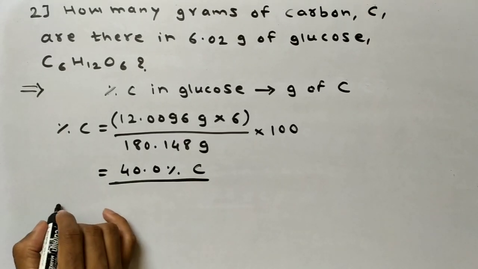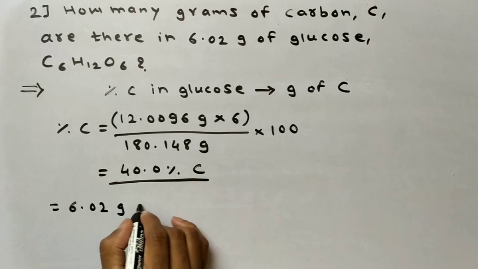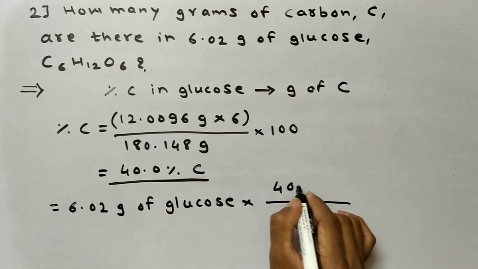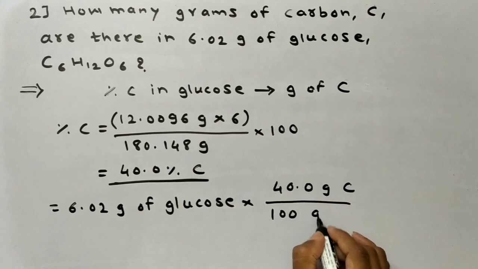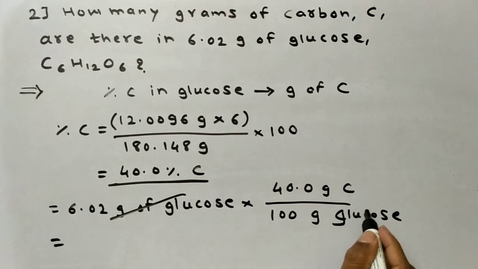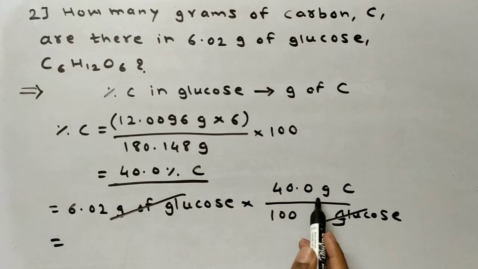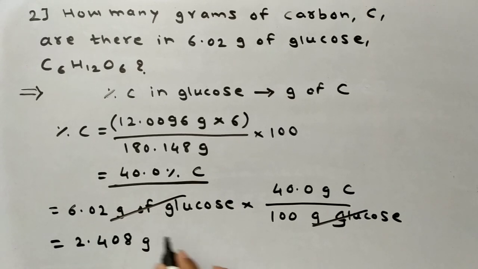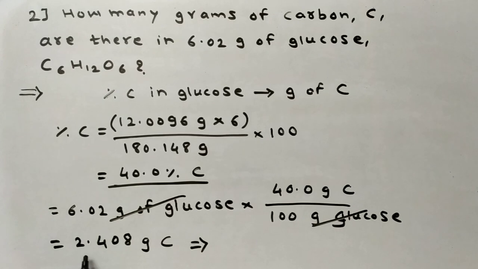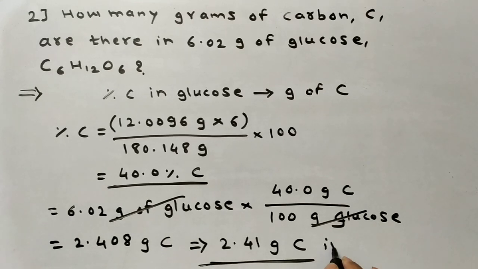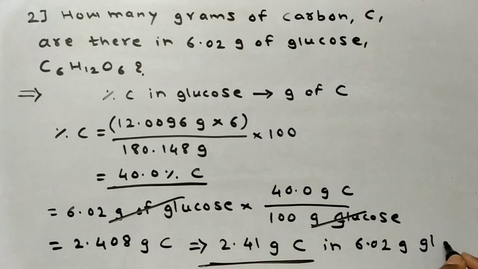Now we'll start with 6.02 grams of glucose multiplied by, now we know 40.0% carbon means 40.0 grams of carbon in 100 grams of glucose. So grams of glucose will get cancelled, and 6.02 multiplied by 40.0 divided by 100 will give 2.408 grams of carbon. And as 6.02 has 3 significant figures, our final answer should be in 3 significant figures, so 2.41 grams of carbon in 6.02 grams of glucose.